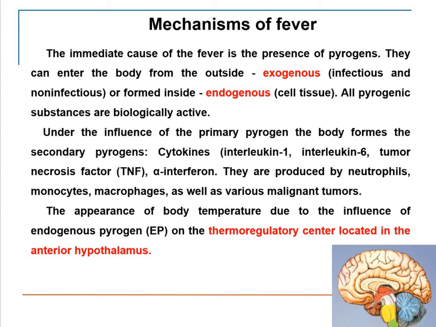Under the influence of the primary pyrogen, the body forms the secondary pyrogens: cytokines, interleukin-1, interleukin-6, tumor necrosis factor, alpha interferon. They are produced by neutrophils, monocytes, macrophages, as well as various malignant tumors. The rise in body temperature is due to the influence of endogenous pyrogen on the thermoregulatory center located in the anterior hypothalamus.